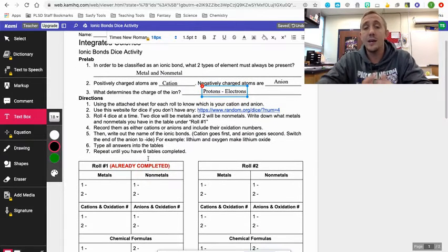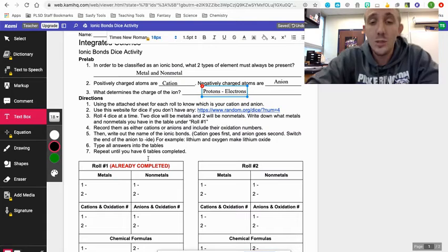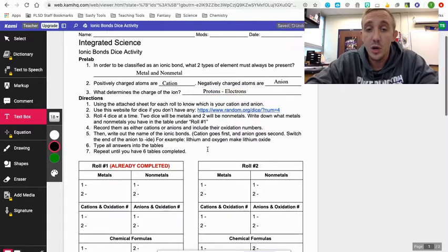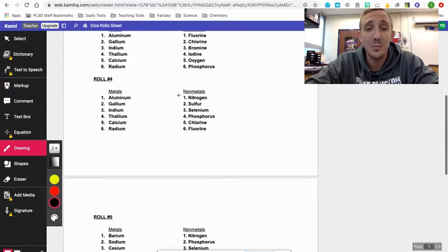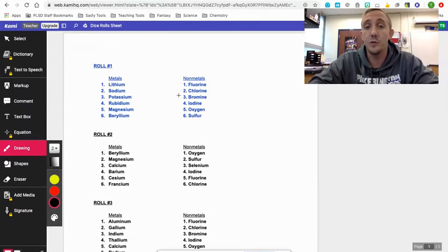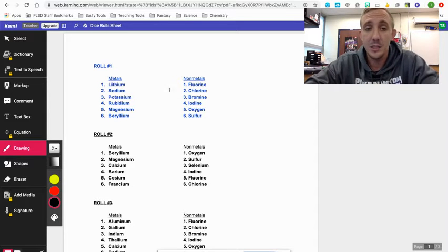Let's follow the directions. Use the attached sheet for each roll to know which is your cation and anion. The attached sheet is this dice roll sheet, and you'll also find it attached in Google Classroom with the ionic bond dice activity. I'm going to be using dice 1. Your metals will be cations, and your non-metals will be anions.